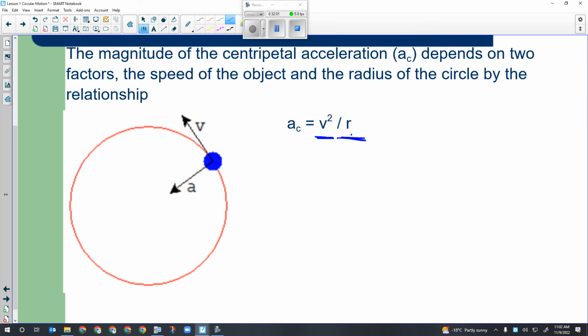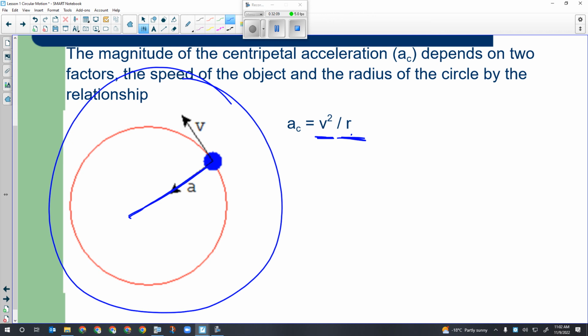Now, what happens with radius? If I'm going in this circle, my acceleration would be a certain value. If I go in this circle, how does my acceleration compare? It would be smaller, because my radius would be bigger.